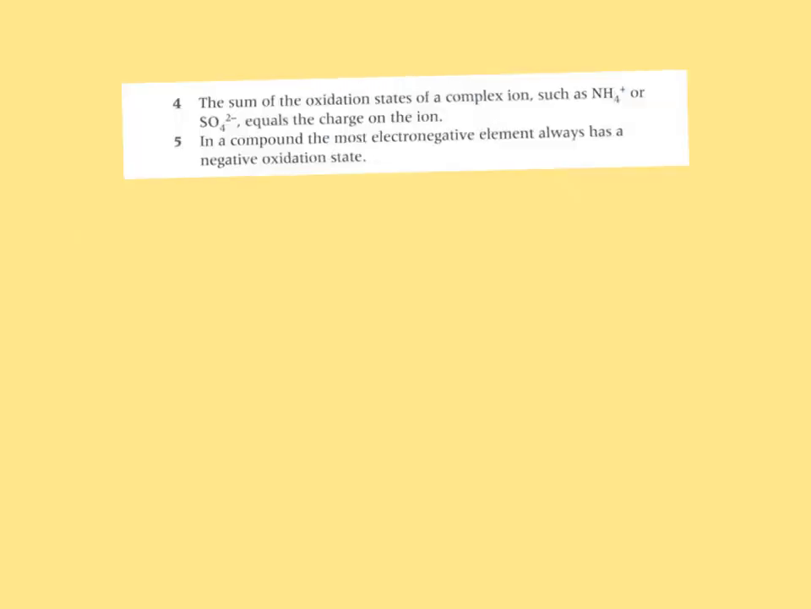So let's just add the other two rules in for good measure. The sum of the oxidation states of a complex ion, well, they're not complex ions, these are called common ions. So you've met ammonium before and you've met sulfate before, and for these, all the oxidation states add up to the charge on the ion, and we're going to walk through those in a moment. Now, the most important one, I think, is in a compound, the most electronegative element, and that's usually the non-metal element. But what about when you've got two non-metals? The most electronegative element, you always give the negative oxidation state. So rather than try and remember these, let's do some examples.